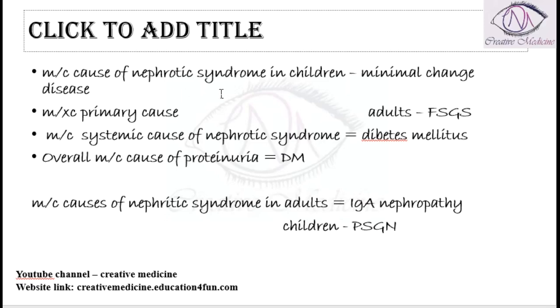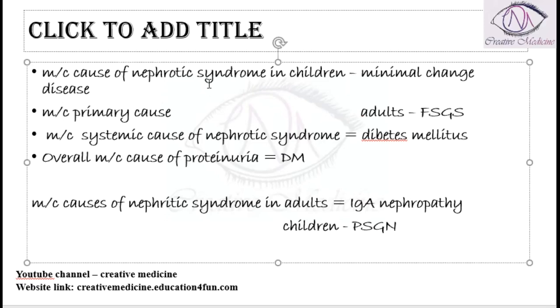Most common cause of nephrotic syndrome in children is minimal change disease. Most common primary cause of nephrotic syndrome in adults is focal segmental glomerulosclerosis. Most common systemic cause of nephrotic syndrome is diabetes mellitus. So overall, the most common cause of proteinuria is diabetes mellitus.